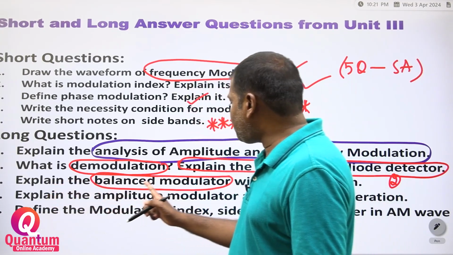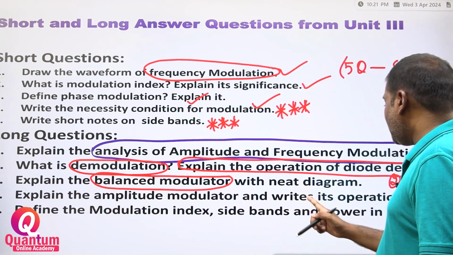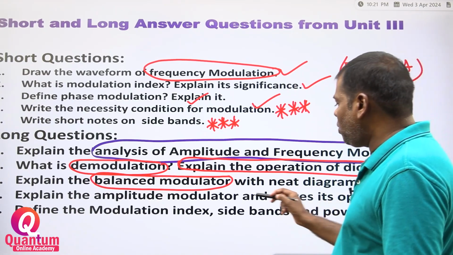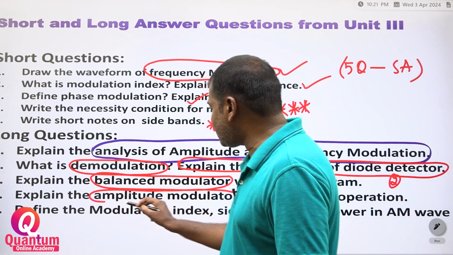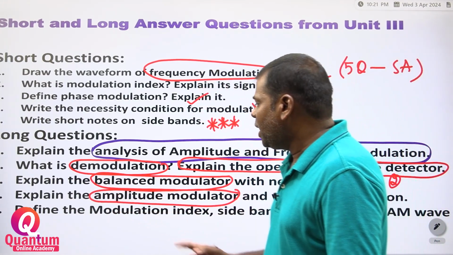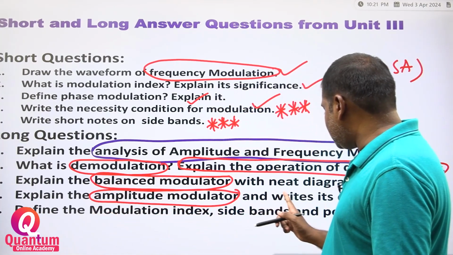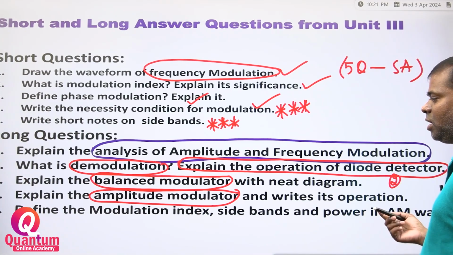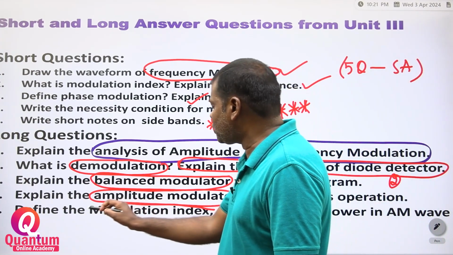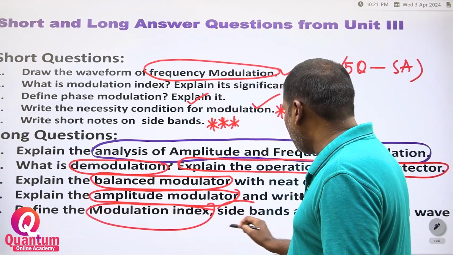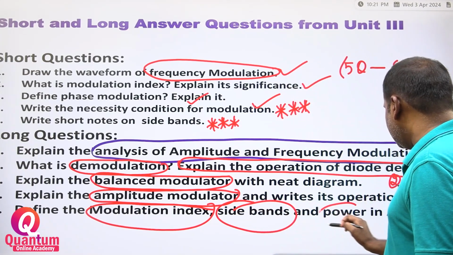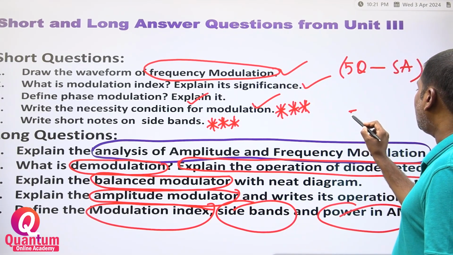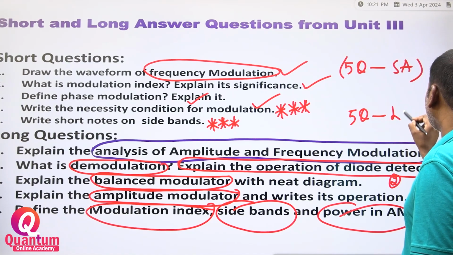Fourth one, explain the amplitude modulator and write its operation. What is an amplitude modulator? What is its operation? You have to write. Define the modulation index, side bands and power in amplitude modulation waves. You have to define all of these; short questions will also come. This is the fifth one. These are the 5 questions as long answer questions.